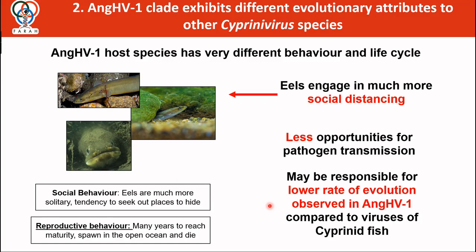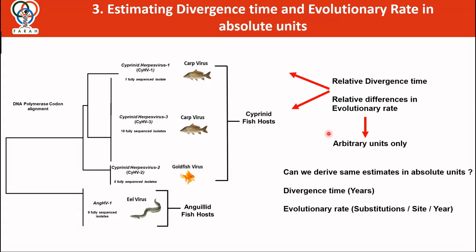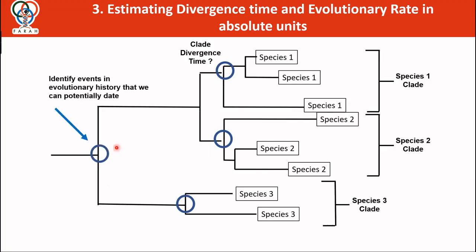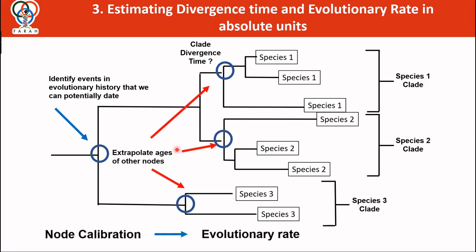But so far in our comparisons of divergence times and evolutionary rates, we've been describing this indirectly, in relative terms, using arbitrary units. So we wondered if we could derive the same estimates in absolute units. So we explored the possibility of deriving such estimates by calibrating timelines in trees with events that can be dated, and using this to extrapolate the ages of other nodes of interest. This is known as node calibration, and by extension, of course, we can estimate evolutionary rates.